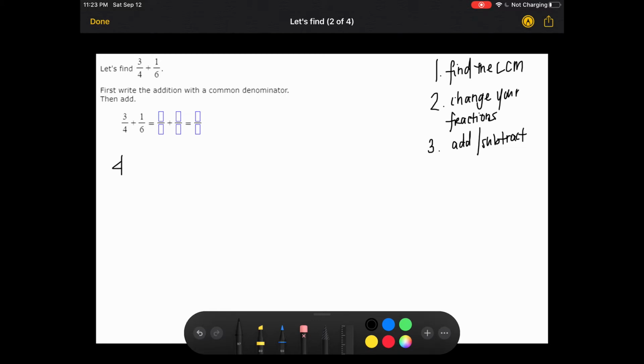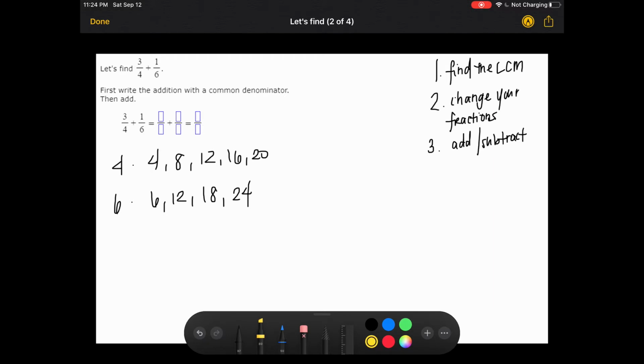In order to do that, I'm going to say, okay, well, what are my multiples of 4 and 6 until there's one in common? So I'm going to say 4, 8, 12, 16, and 20. I'm not going to really go past that. Just write out a few and then we'll see how it goes. Okay, and then 6, I have 6, 12, 18, and 24.